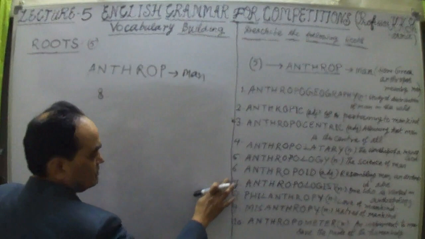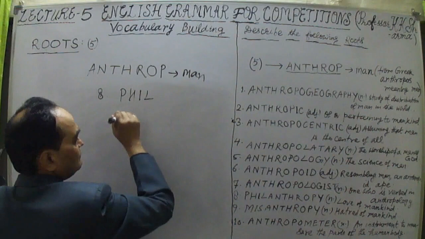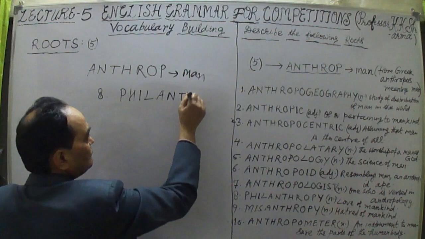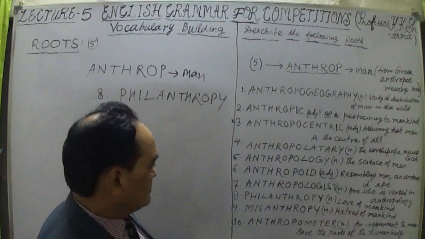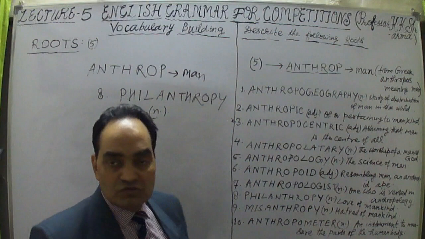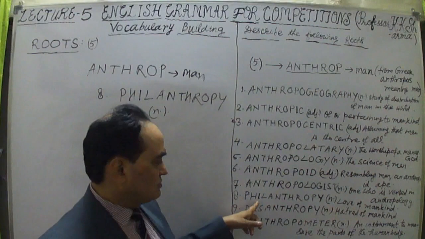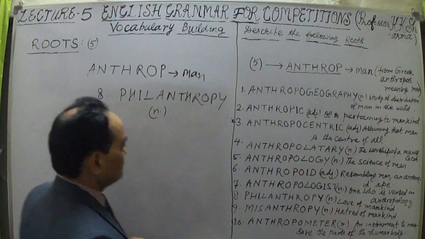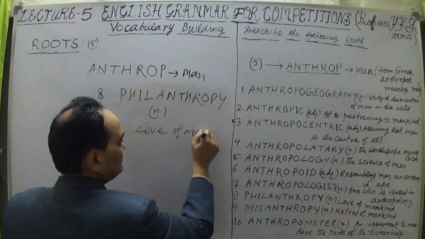What is philanthropy? P-H-I-L-A-N-T-H-R-O-P-Y. Philanthropy is a noun here. Philanthropy is love of mankind. Phil means to love. Anthropy means man. Philanthropy, love of mankind.